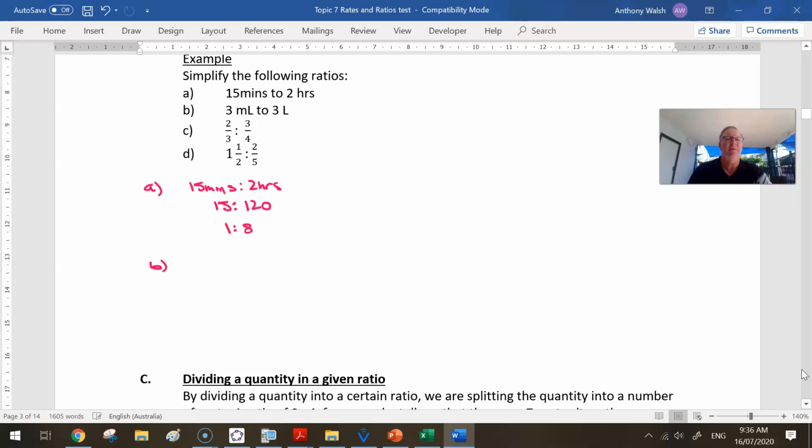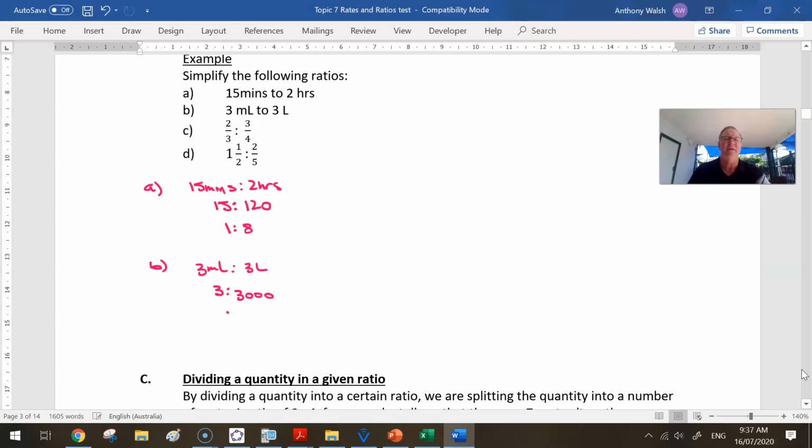Okay, B is something similar. We've got 3 mils as to 3 liters. Now it's not as simple as 3:3, which is 1:1 in its simplest form, because they're not the same type of units. One's milliliter and one is liters. We have to be the same. They either need to be both liters or both milliliters. Now it's much easier to change the bigger unit, liters in this case, into the smaller unit, milliliters. Now there's 1,000 milliliters in 1 liter. In 3 liters there would be 3,000.